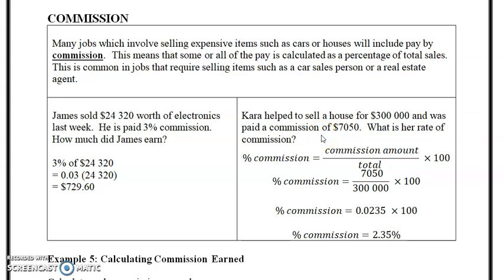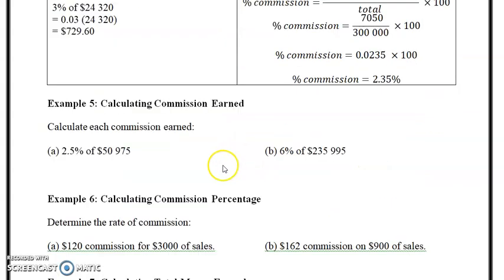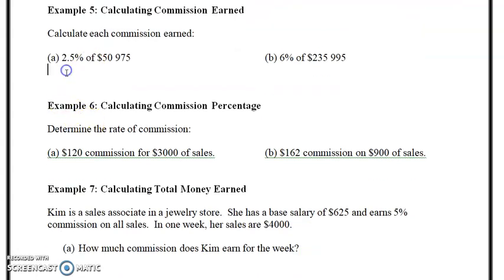Kara helped to sell a house for $300,000. She was paid a commission of $7,050. What is her rate of commission? So you put the amount earned, the commission amount earned, $7,050, divided by the total, multiplied by 100, and that'll give you the percent. So there's a couple of ways to ask these questions. The first one is similar to the one in example one, so I'm going to steal that.